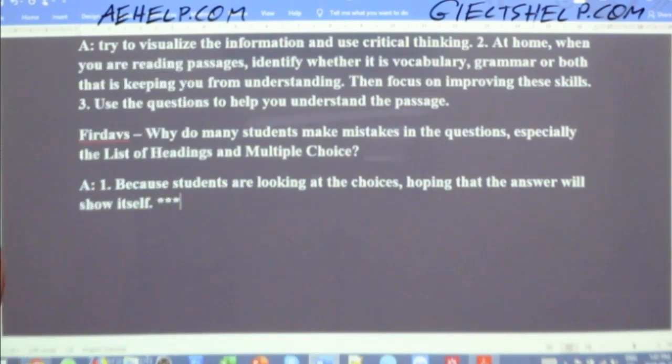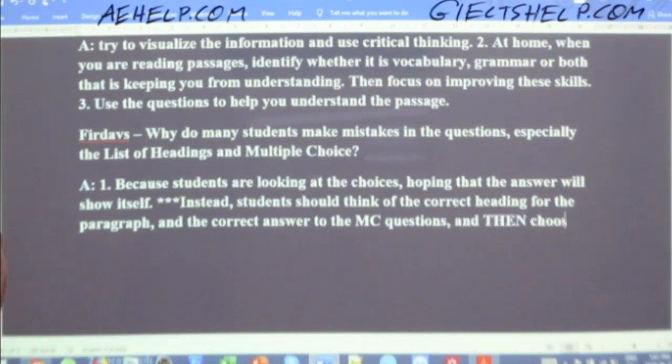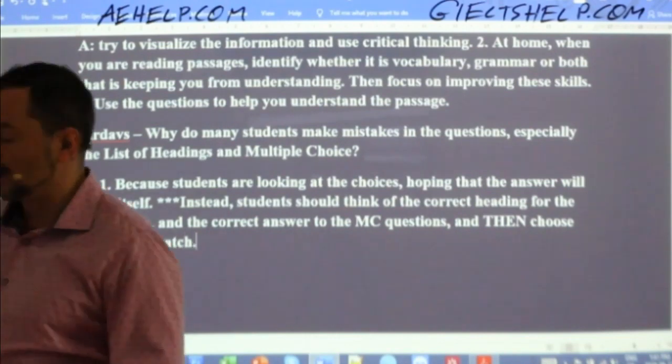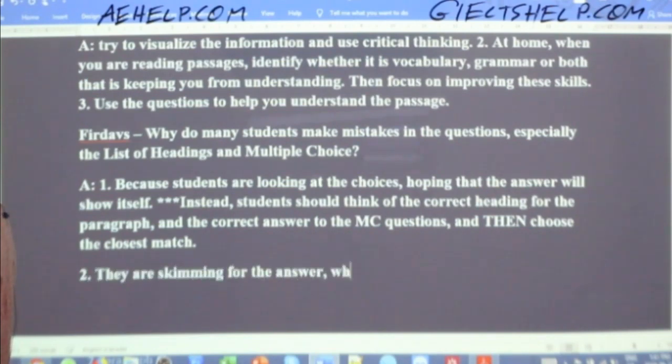So instead, students should think of the correct heading for the paragraph and the correct answer to the multiple choice question or questions, and then choose the closest match. And we're going to do that today. Okay. So that's one reason as well. Another reason is they're skimming and scanning for the answers when they should be reading. So that's another reason why they make mistakes with those.